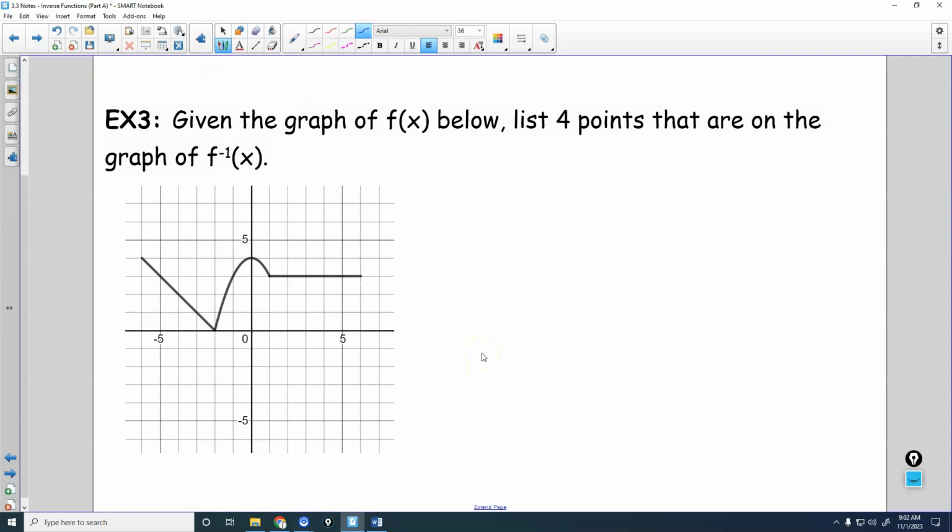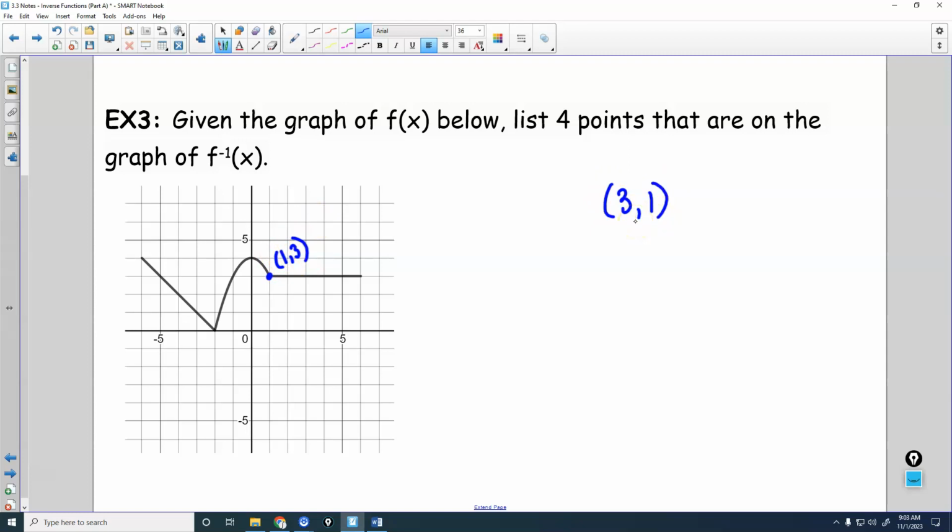Okay. Example 3. We are given the graph of f of x below. List 4 points that are on the graph of f inverse of x. (1, 3). All right, so right here is (1, 3), which means (3, 1) would be a point.